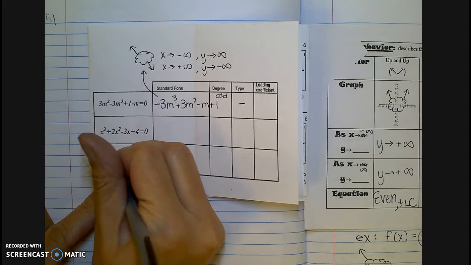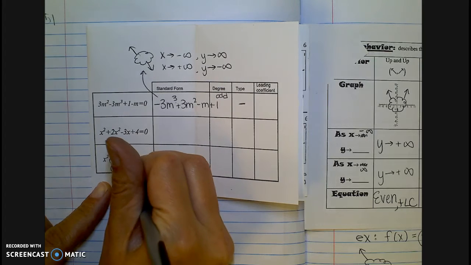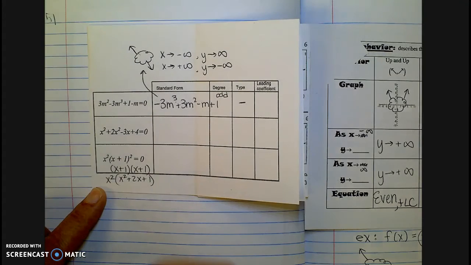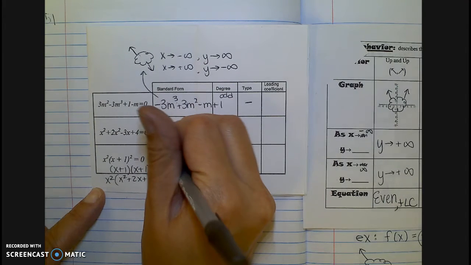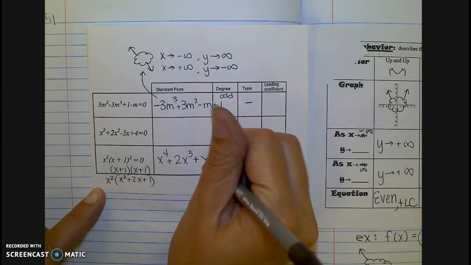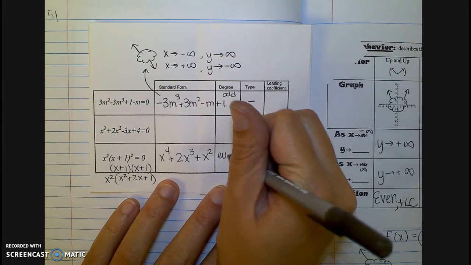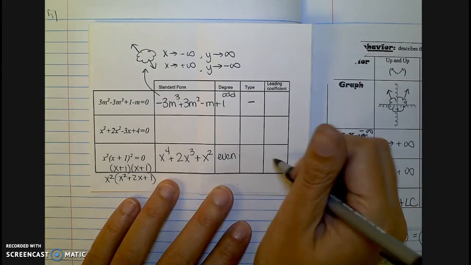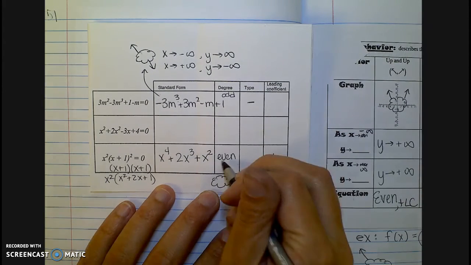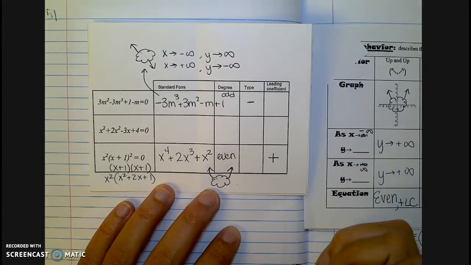I would first FOIL this, so I'd do x plus 1 times x plus 1. So x squared plus 2x plus 1. Then I would distribute the x squared through. So I'd have x to the fourth plus 2x to the third plus x squared. So if I look at the degree, it's even. The leading coefficient is positive. And so if I think about my cloud, even is more like a parabola. Positive is a pointing up parabola, so my arrows go like this.